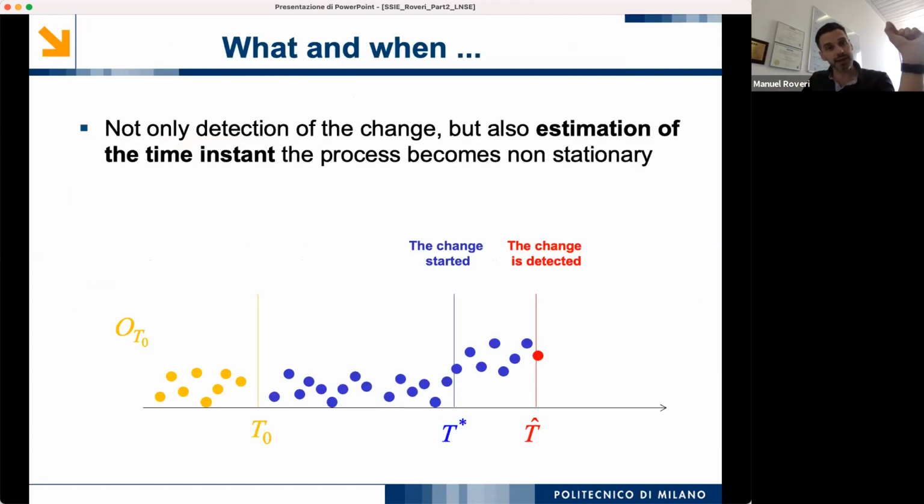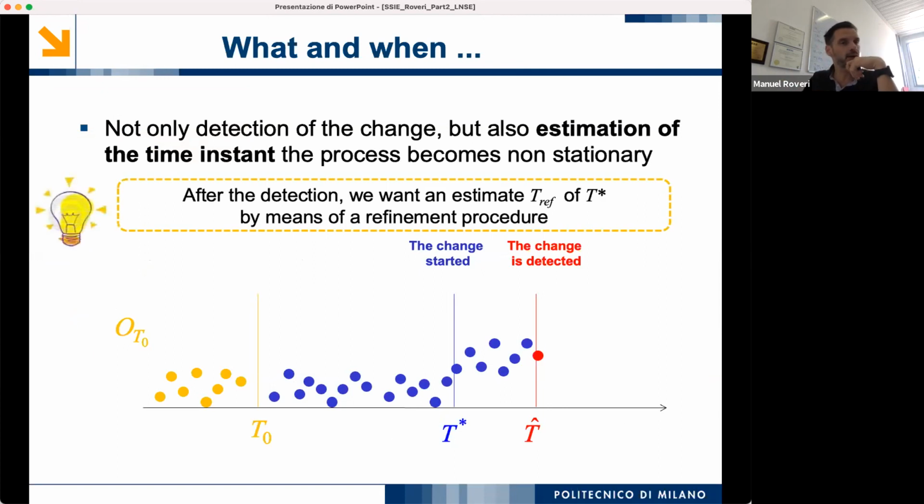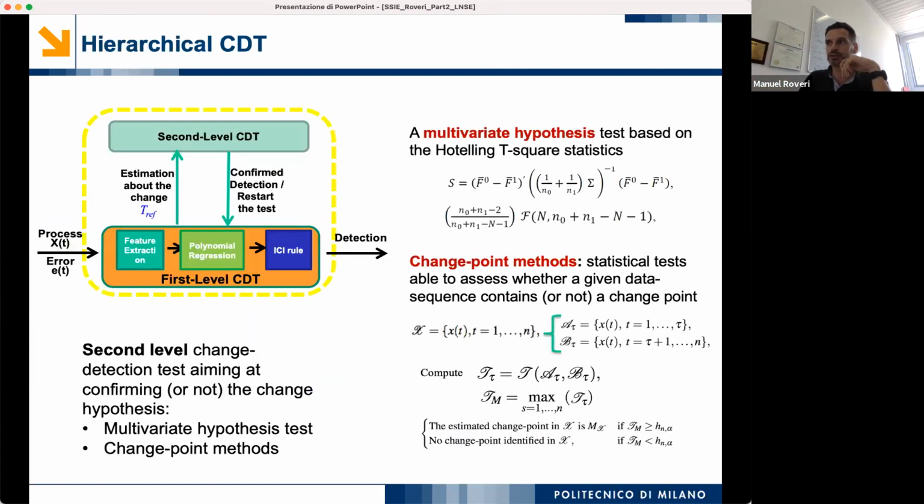We need some time. But once I have detected that there is a change, I could say, okay, now there is a change. But since I know that I have some delay, let me see when the change started. So I could try to estimate when the change started. To achieve this goal, I could resort, for example, to change point methods, because I could apply a change point method from T0 to T hat and say, okay, I know that something happened, please tell me when we had the problem. And so I could have an estimate of when the change started, which is Tref. Obviously, the closer Tref is to T star, the better, because in this case I can perform a second level analysis between Tref and T hat, just to say, okay, what happened?